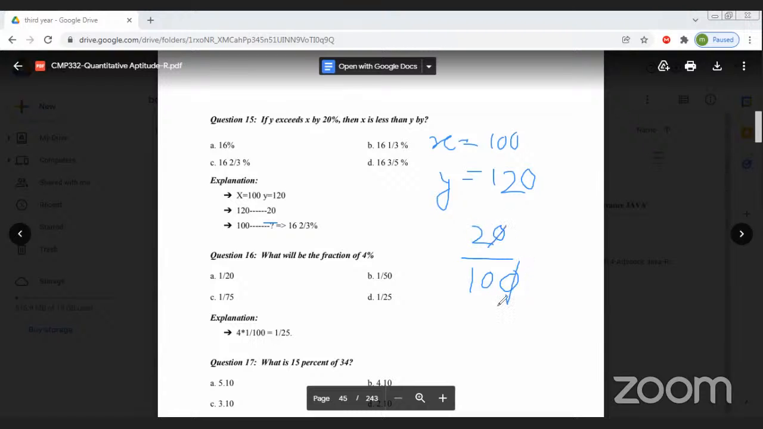So we don't get the original solution. So what I have to do over here, if I need to find it, when you solve it properly, you're going to get 16 2/3. Now what will be the fraction of 4? You just need to divide it by 100.